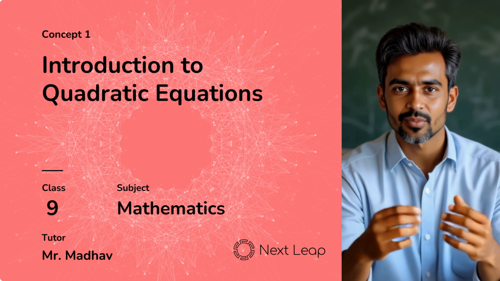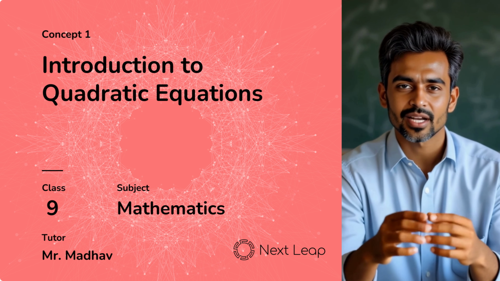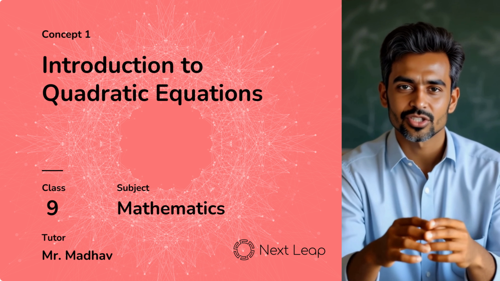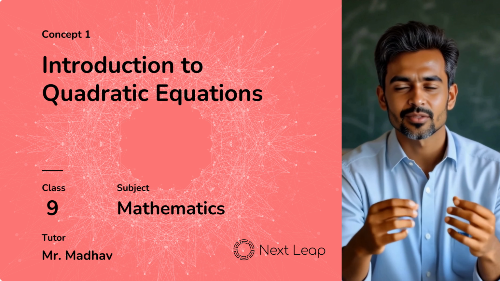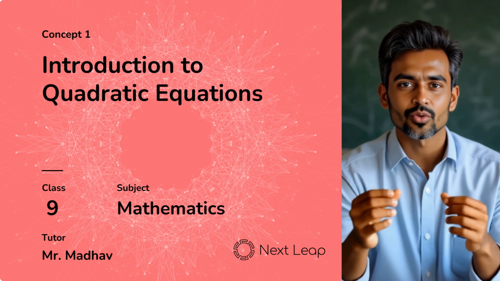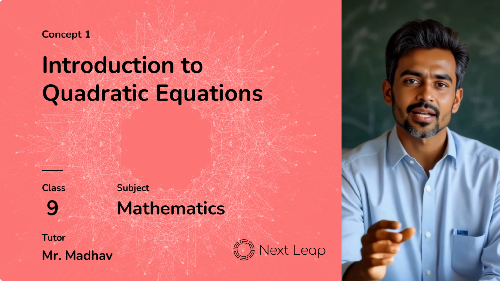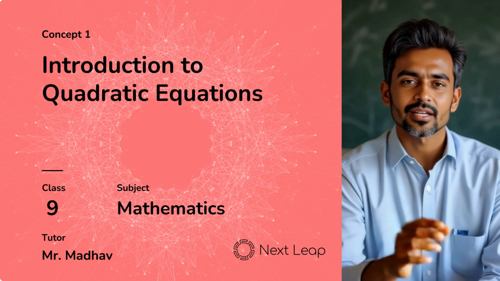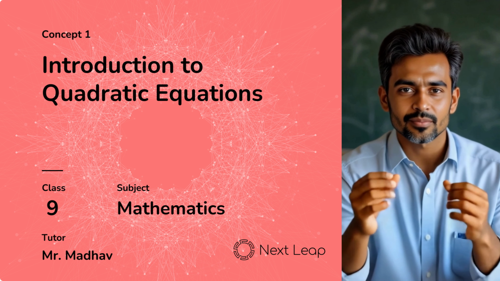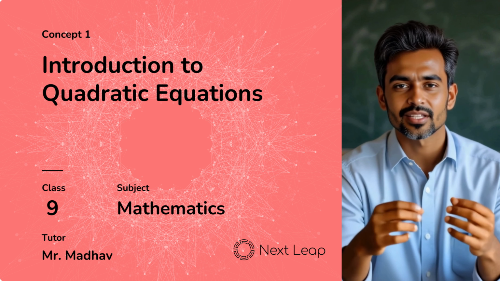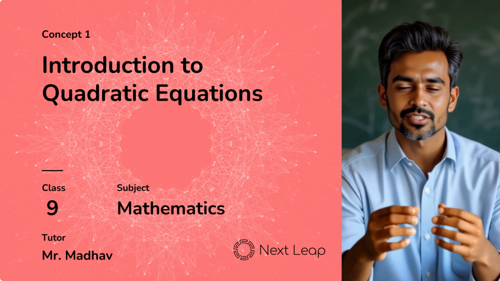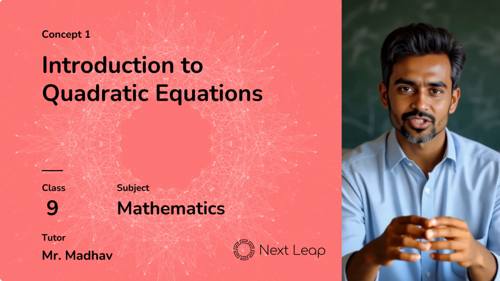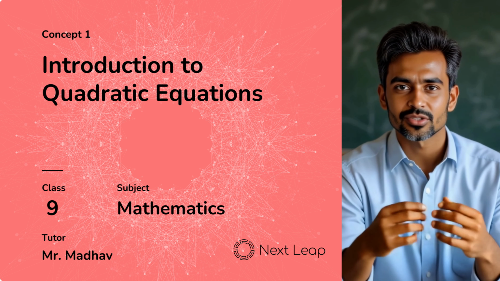But when the highest power of x becomes 2, we enter the world of quadratic equations. The general form is ax² + bx + c = 0, where a, b, and c are real numbers and a is not equal to 0. This is the standard quadratic equation. So, linear equations give one solution, while quadratic equations may have up to two solutions.